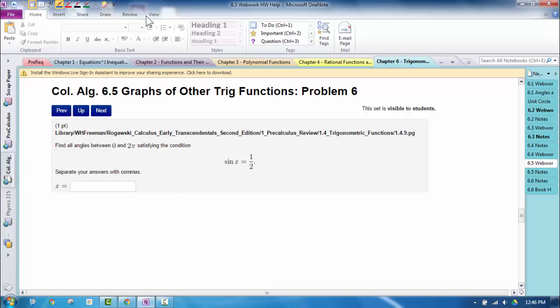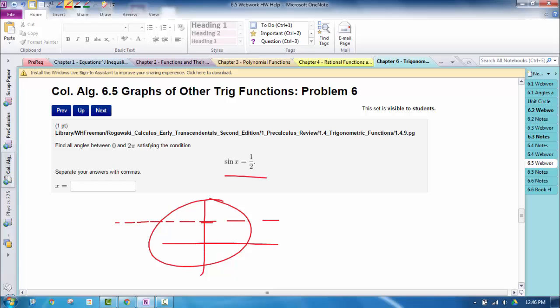Okay, the next problem is kind of weird. I didn't know what section to put this in, but it's a good problem. We are going to have to do these questions where we have to solve trig equations, where you have sine of x equals 1/2. So the question is, where does the sine of x equal 1/2? And now keep in mind 1/2 is right here. So we're looking at where the y value equals that.